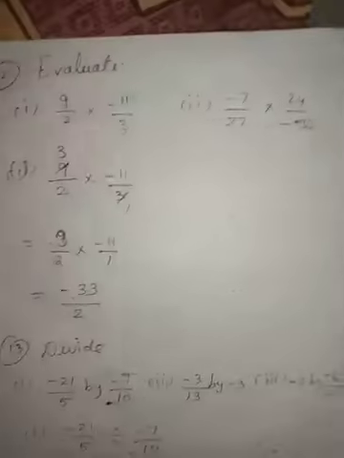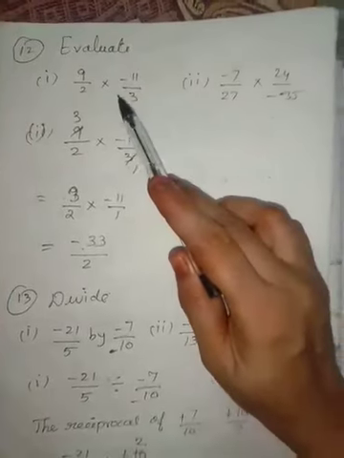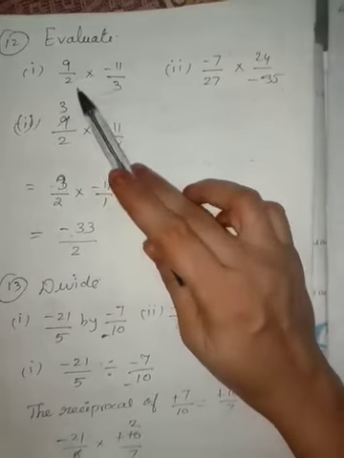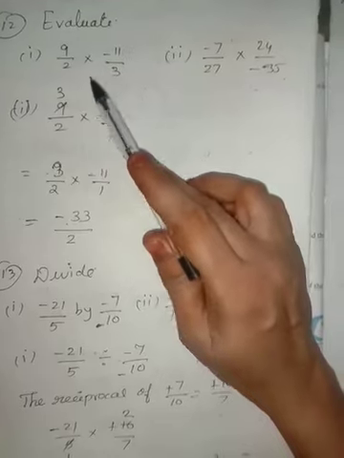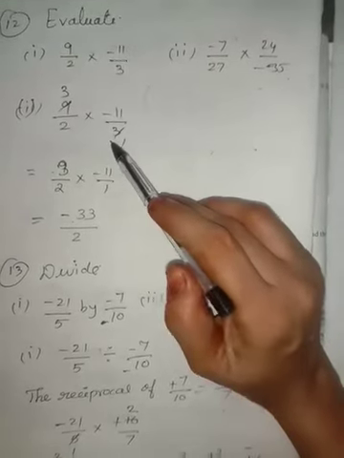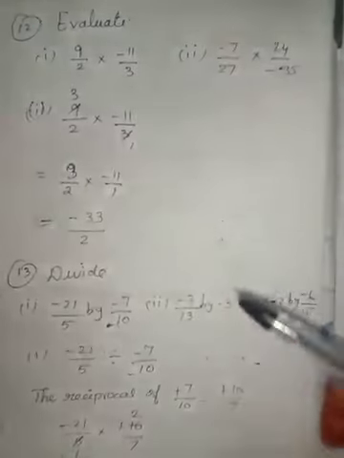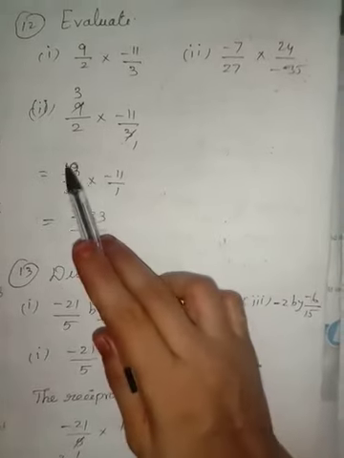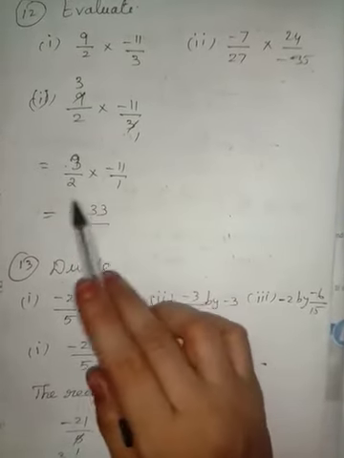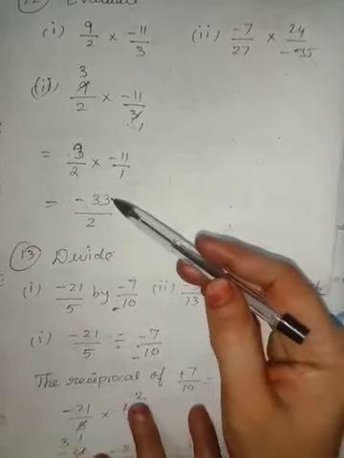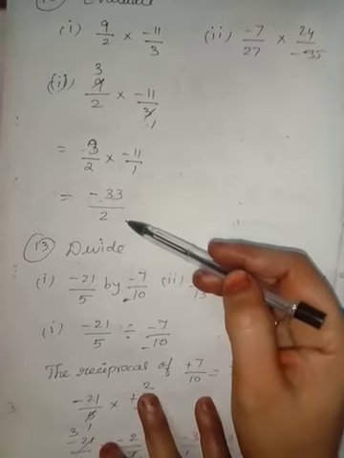Then the 12th one, evaluate. So multiplication. Multiply the two rational numbers. If we can simplify the numerator and the denominator, simplify; otherwise do not. Multiply the numerators together and multiply the denominators together. We get minus 33 by 2.